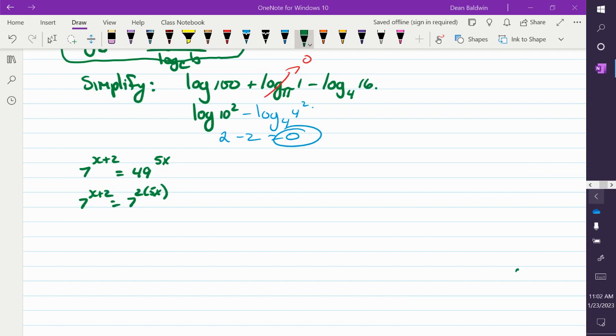Once the bases are the same, what do you do with the exponents? I guess you drop the bases and equate the exponents. So you get x plus 2 is equal to 10x. 2 is equal to 9x. So 2 over 9 is equal to x. That's way faster and less chance of making an error. Okay?